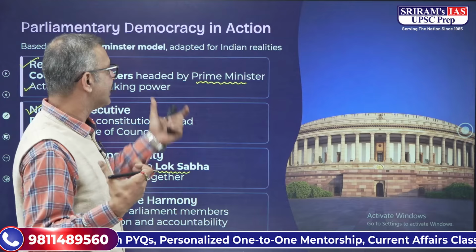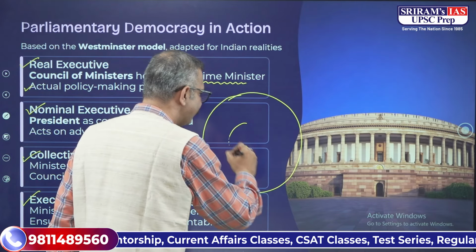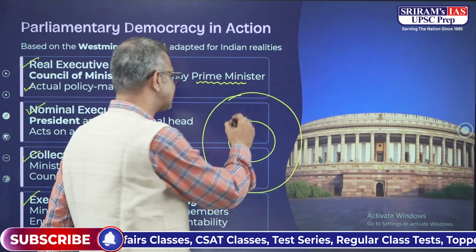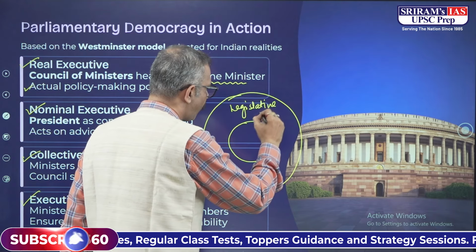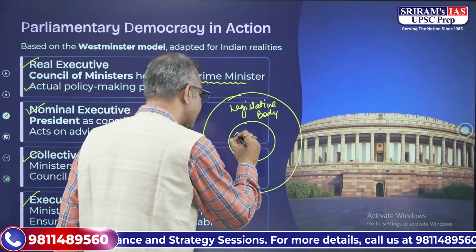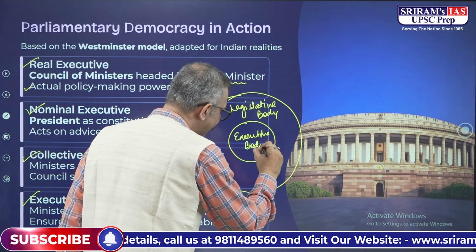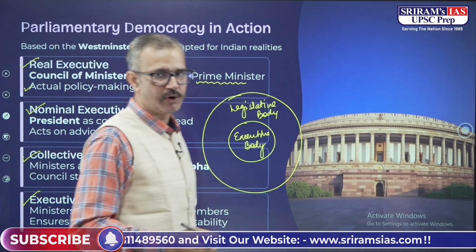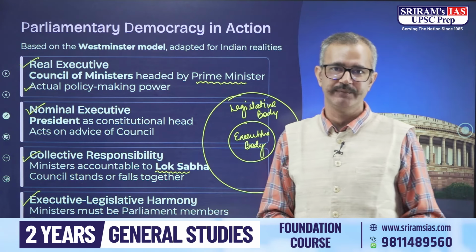So we have the parliamentary form of government. In the parliamentary form of government, we have two bodies: the legislative body that makes the law, and the executive body that executes the law. The executive body is actually a part of the legislative body. The ministers are part of the legislative body.